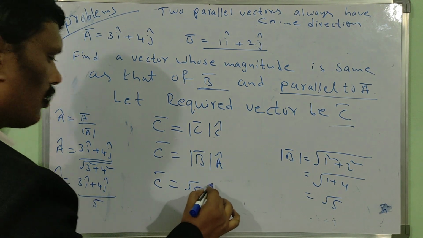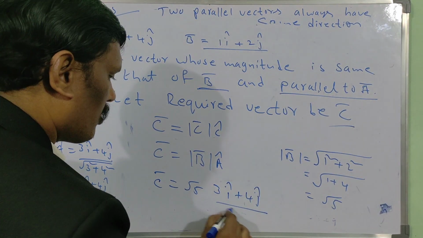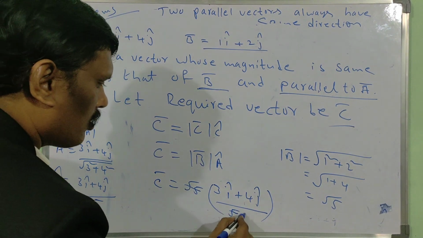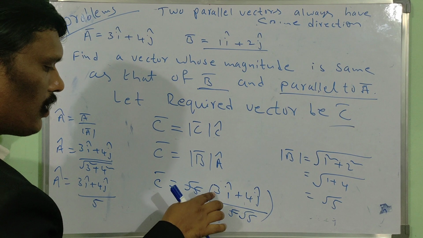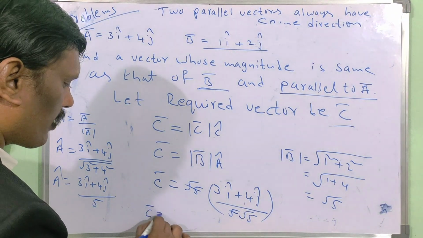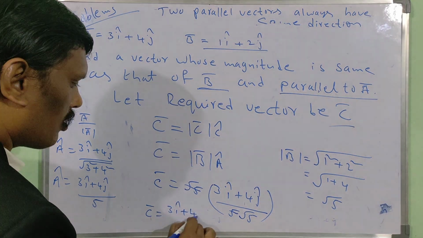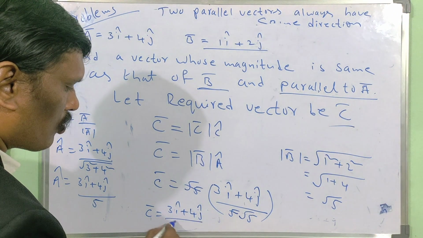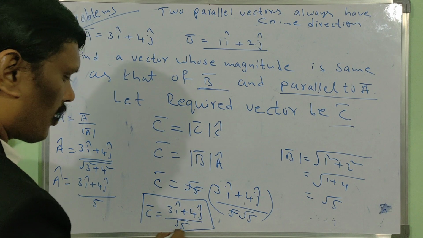Substitute here: 3i cap plus 4j cap by 5. So here root 5 gets cancelled in 5, root 5 times. Then what is our C bar vector? 3i cap plus 4j cap by root 5. Root 5 gets cancelled in 5, root 5 times, so in the denominator root 5 remains. This is the C bar vector.